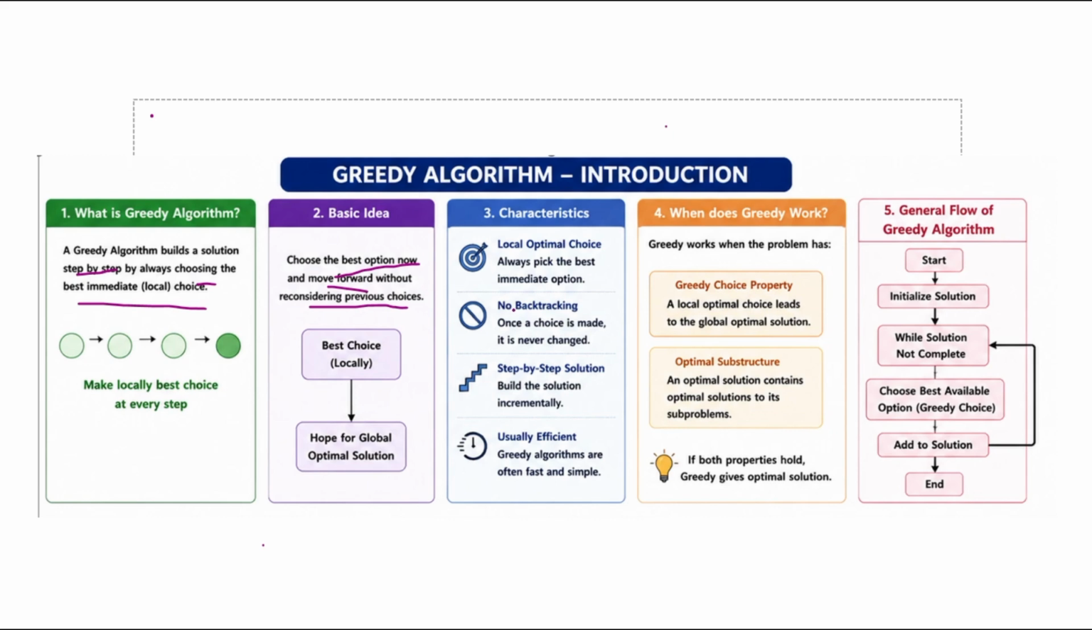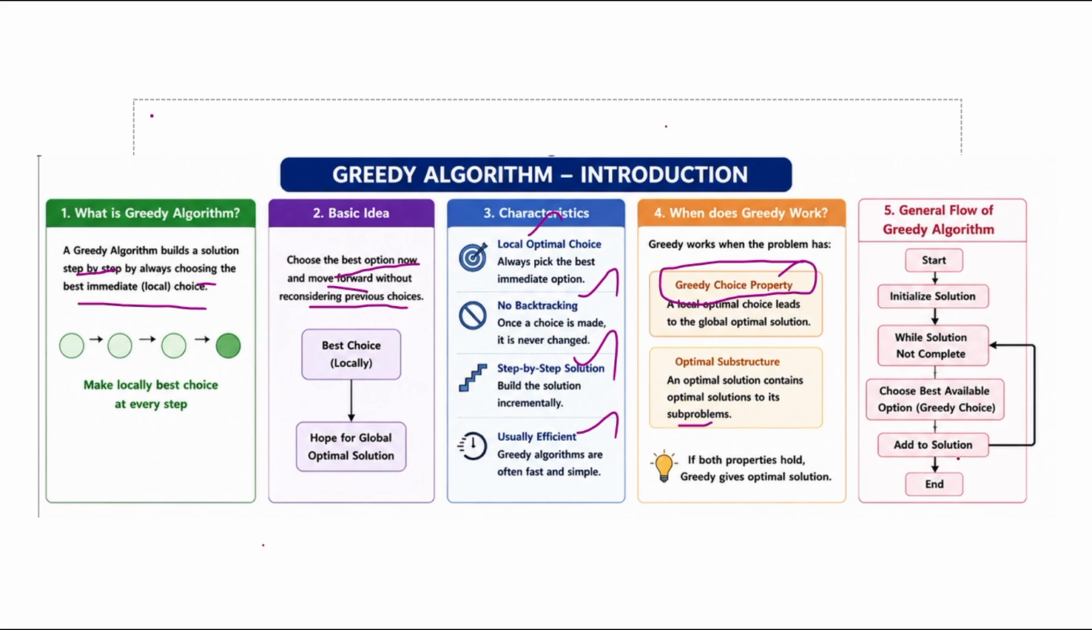These are the characteristics of greedy: local optimal choice, no backtracking, step-by-step solution, usually efficient. So when does greedy work? The greedy choice property: the local optimal choice leads to the global optimal solution. And also optimal substructure: an optimal solution contains the optimal solutions of its subproblems, so each subproblem contains an optimal solution to reach the final optimal one. Then we choose the greedy method.